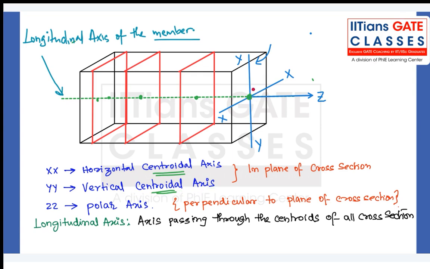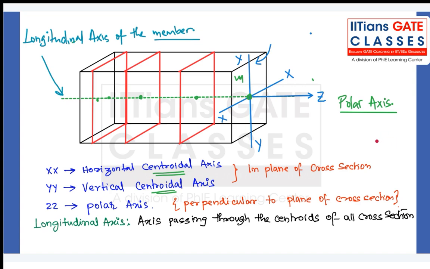And the third one, you can clearly see it is perpendicular to the cross section. I am focusing on this cross section, and you can see the third axis is perpendicular to the cross section, and it is known as polar axis. It is very, very important to understand these axes if you really want to understand strength of material well.